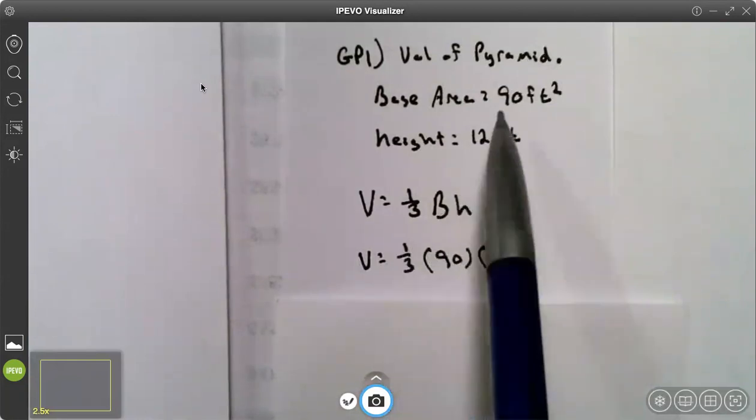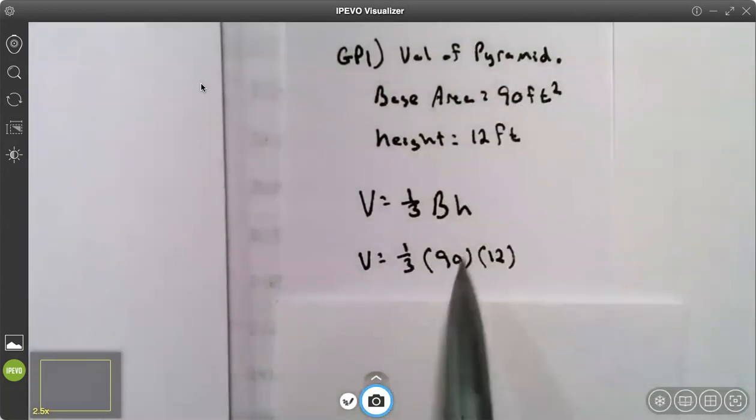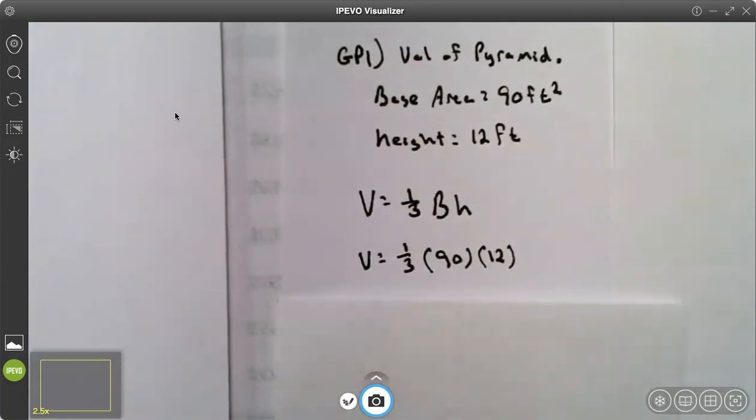Big B, base area is 90, height is 12. See if you can find the volume of that pyramid. So you could just put 1/3 times 90 times 12 in your calculator if you have a scientific calculator.